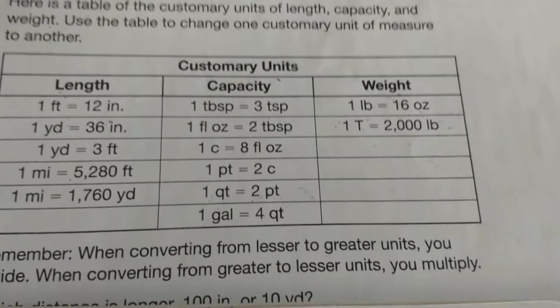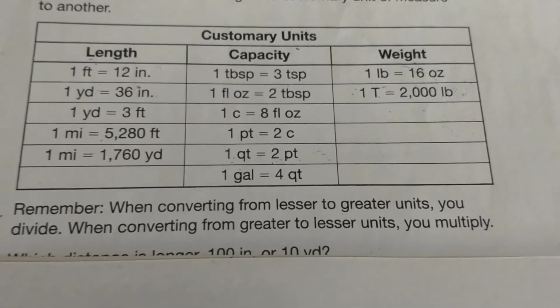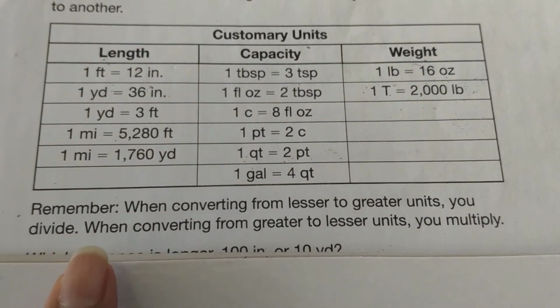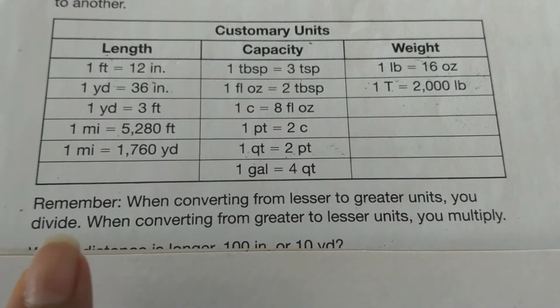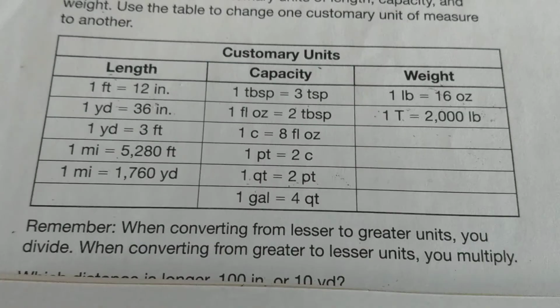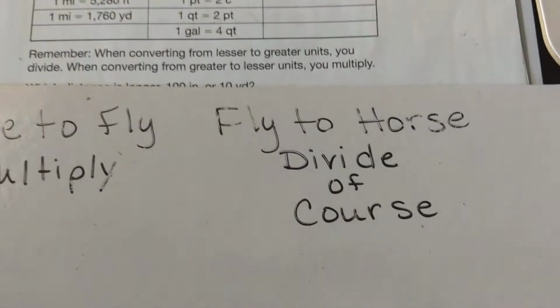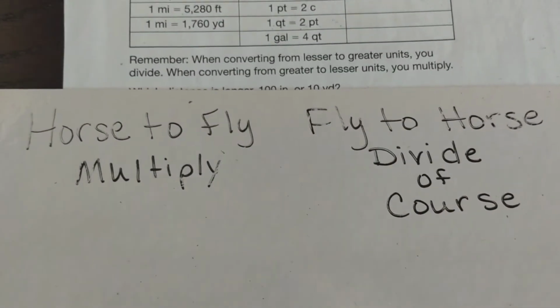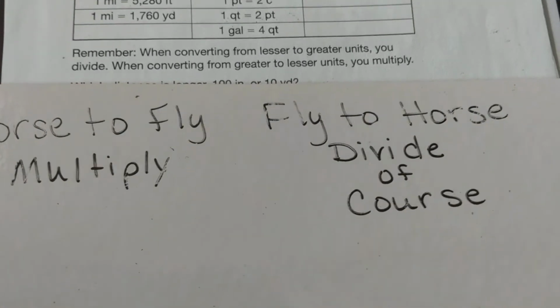First of all, let's look at our paper. We're still on that same sheet, workbook page 231. And right here below the chart, it says, remember, when converting from a lesser to a greater unit, you divide. When converting from a greater to a lesser unit, you multiply. In other words, horse to fly, multiply. Fly to horse, divide, of course.